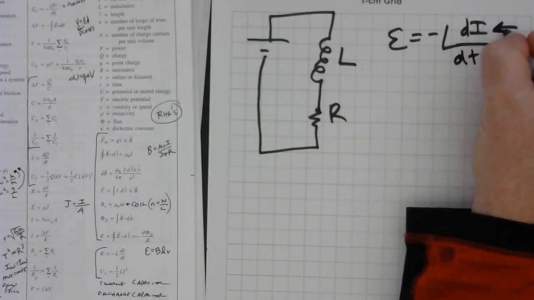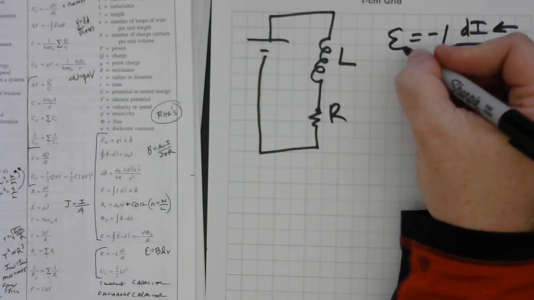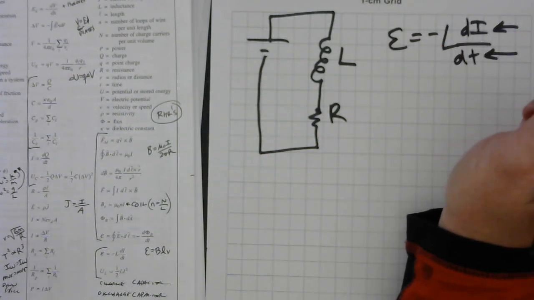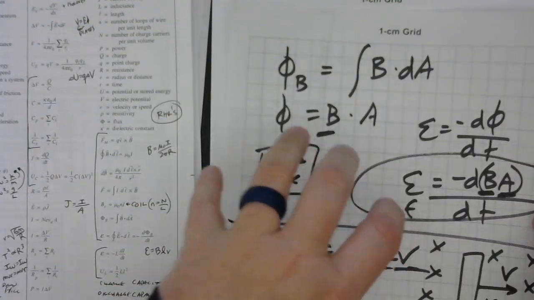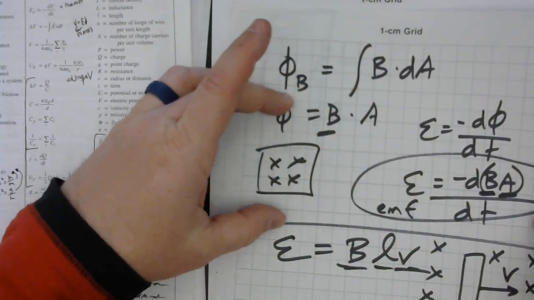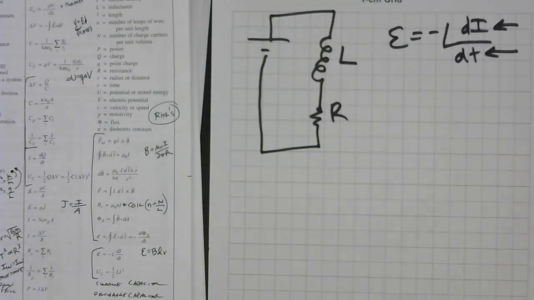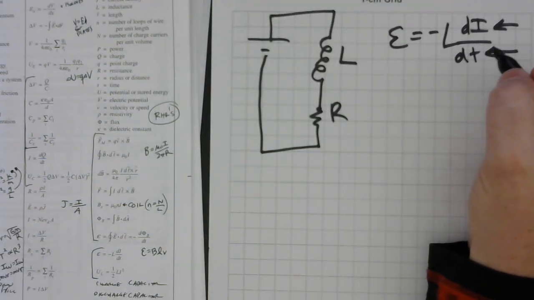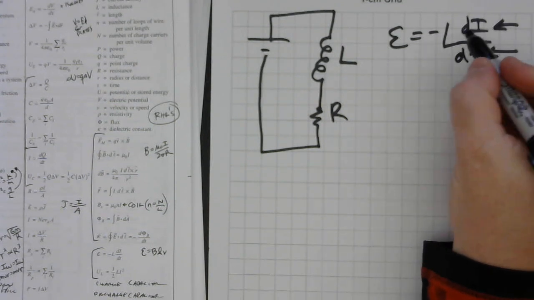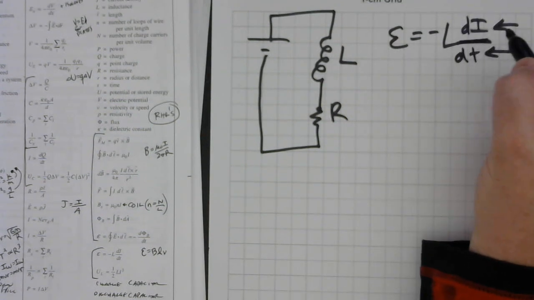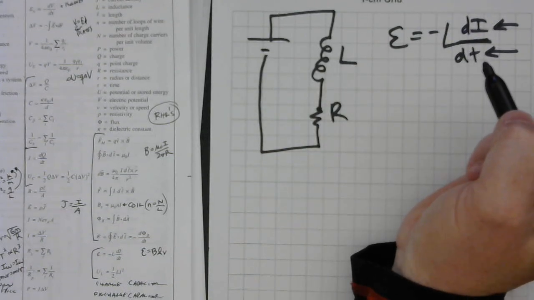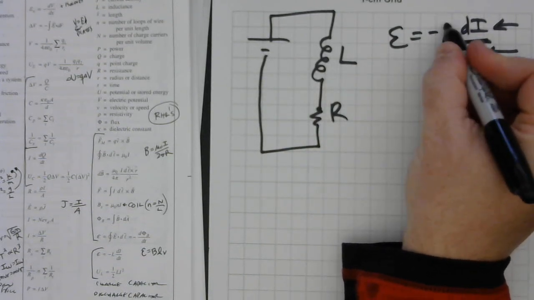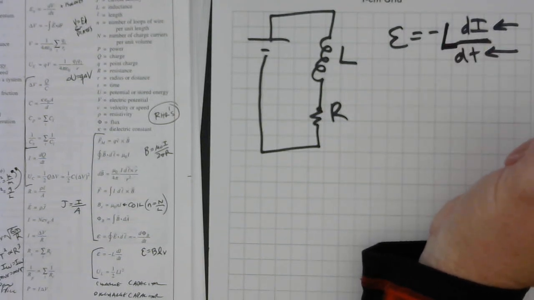What this means is as the current changes, it has an EMF. Because remember, when I have a changing field, I get an EMF. And so if I have a changing field, I have an EMF. So when do I get an EMF? When I have a changing current, because the current's going to give this coil its field. Okay? You're never going to have to solve for what L is. They're going to give you L. Maybe a lab question where you have to solve for it.